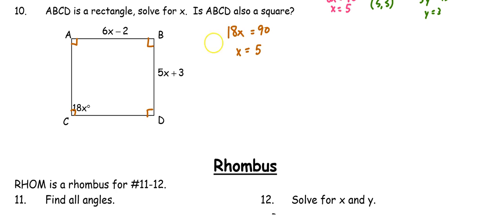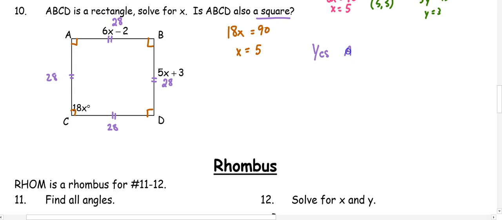So now I need to know if x is 5, is it a square? So remember, to be a square, we have to have congruent sides. So we're going to put 5 into both sides. 6 times 5 minus 2 is 28. 5 times 5 plus 3 is also 28, which means that all of our sides are going to be 28 and congruent. So this would be a square. So we would say, yes, ABCD is a square because it has a right angle and 4 congruent sides.